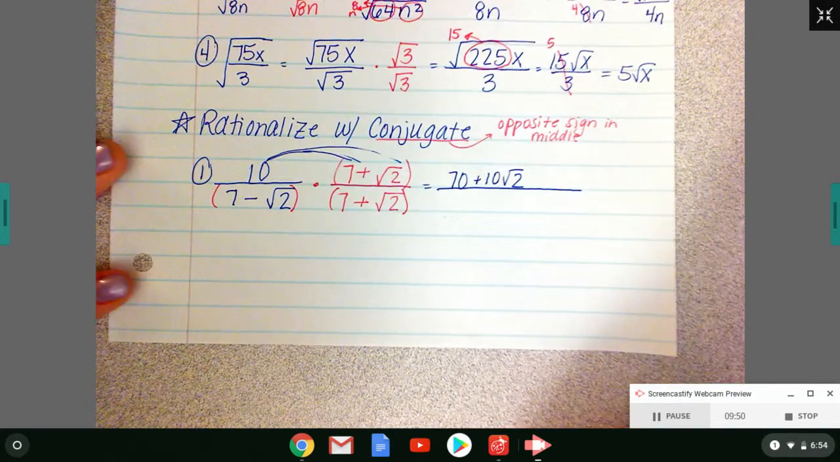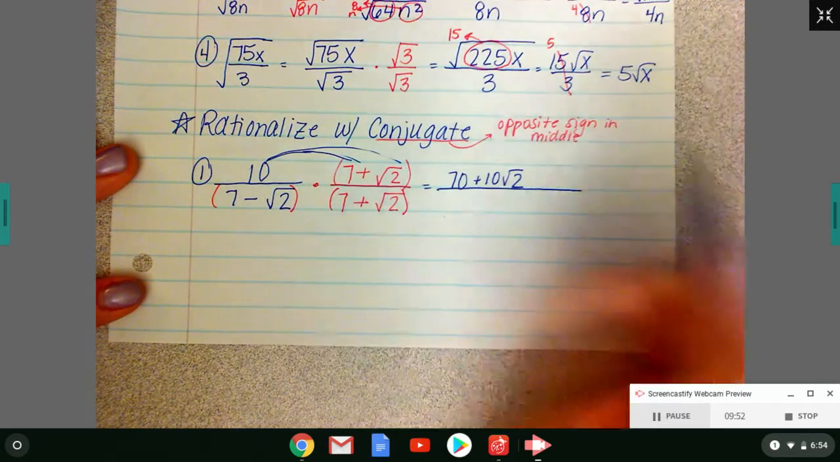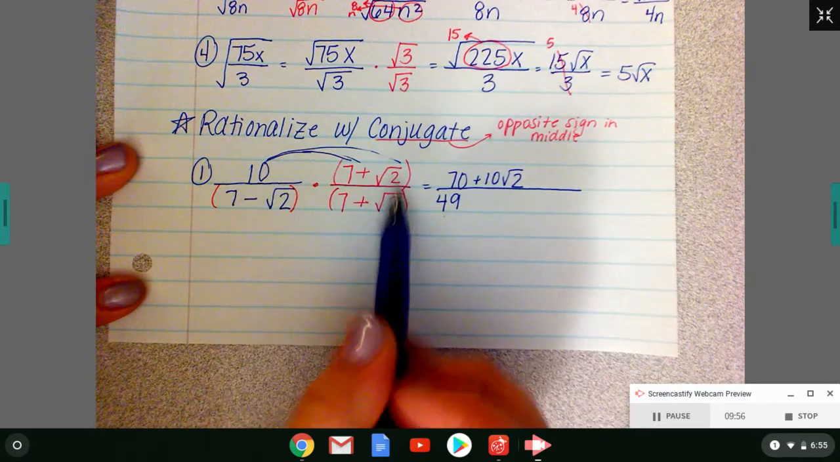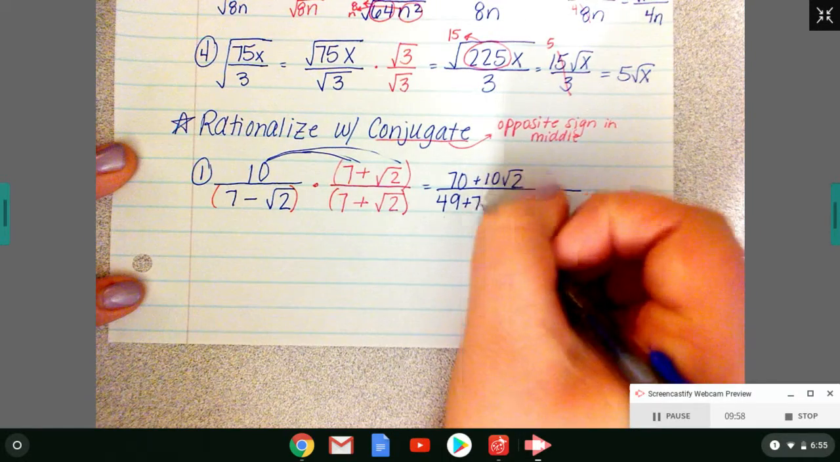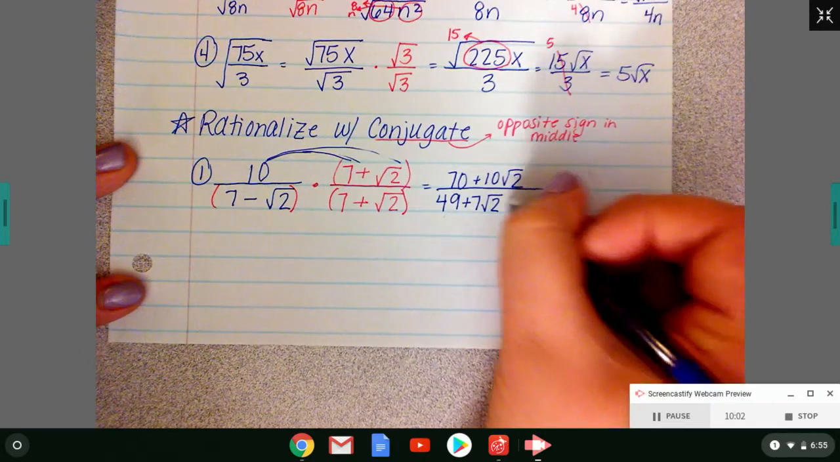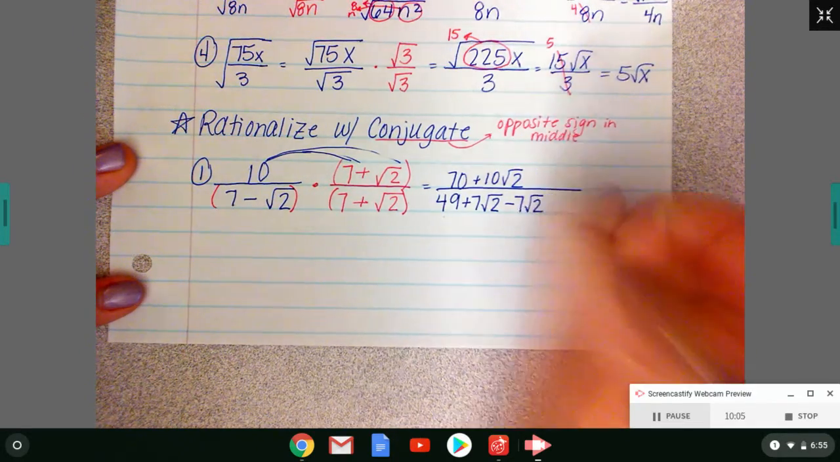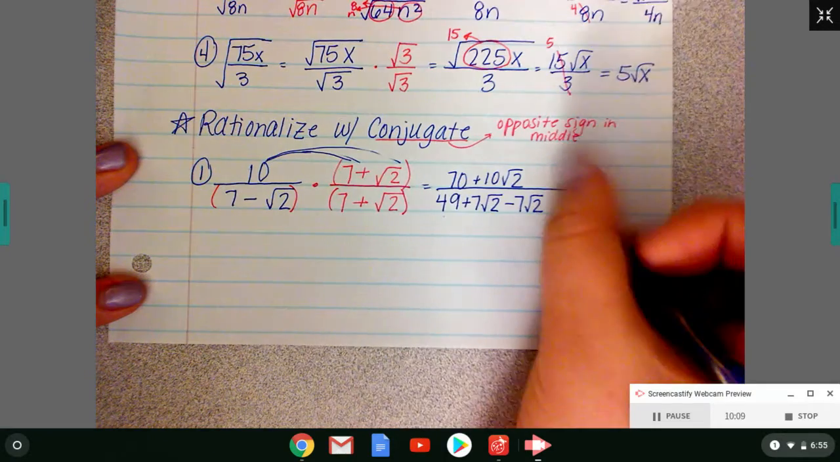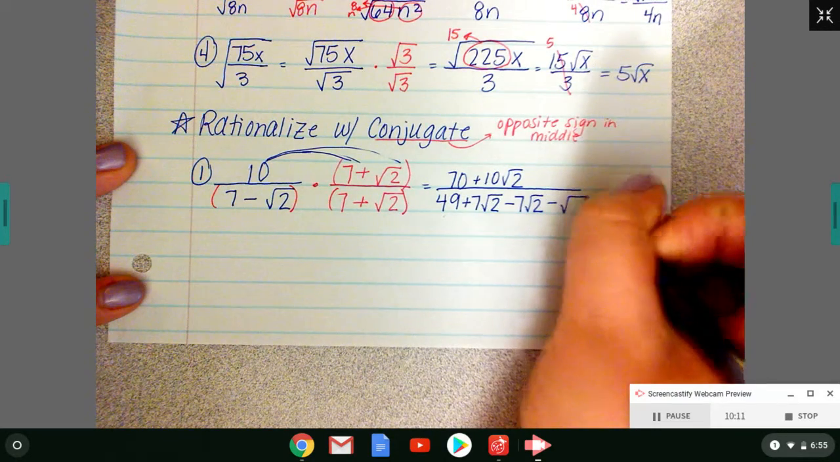I'll give myself some room. So first times first, 7 times 7 is 49. Outside, 7 times root 2 is plus 7 root 2. Inside is negative root 2 times 7, that's minus 7 root 2. And then last, I have negative root 2 times positive root 2, so that's minus root 4.